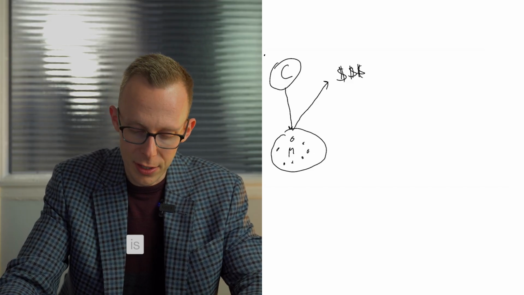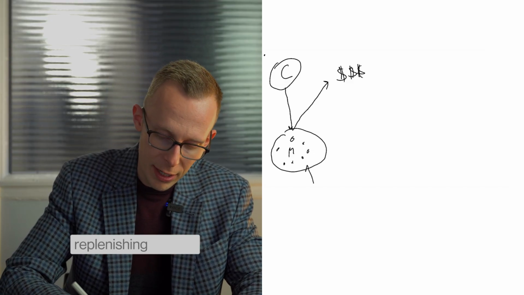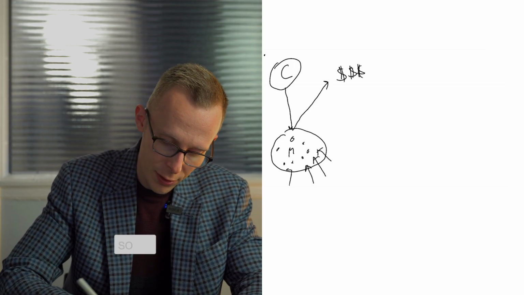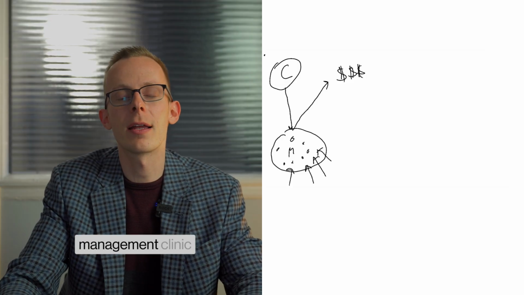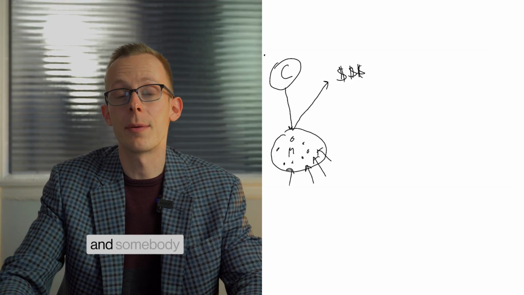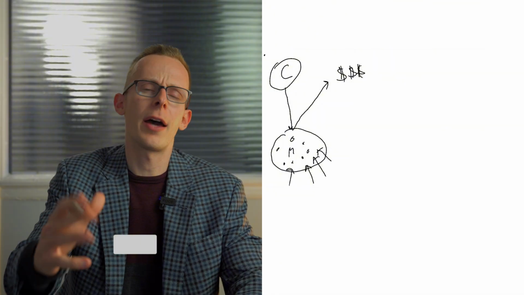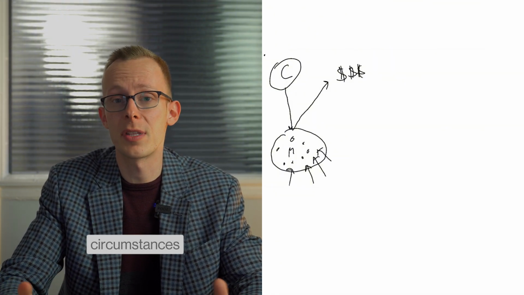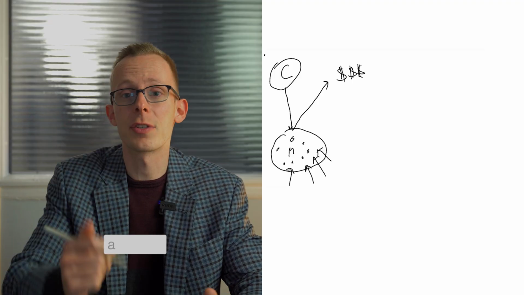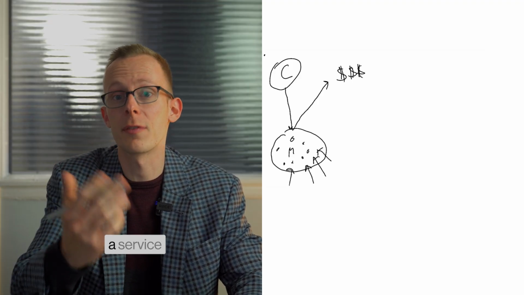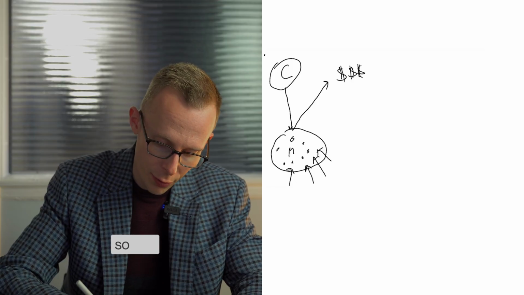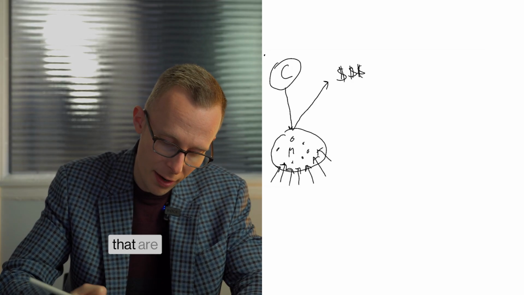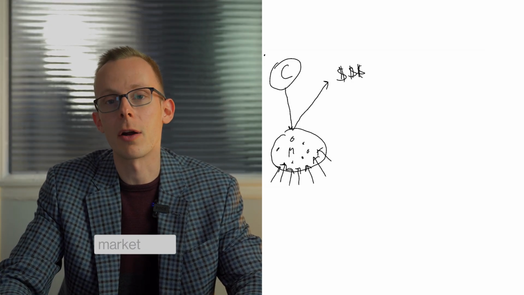But what happens is there's a replenishing amount of people coming onto the market every day. For example, if you run a pain management clinic, you might run ads and somebody might see your ad today and they're like, oh, I don't need that today. And then a week later, something happens where their situation and circumstance is completely different, and now all of a sudden they're on the market for a service like yours. So that is the replenishment rate of a particular market. That is the number of people that are actively viable in a market.